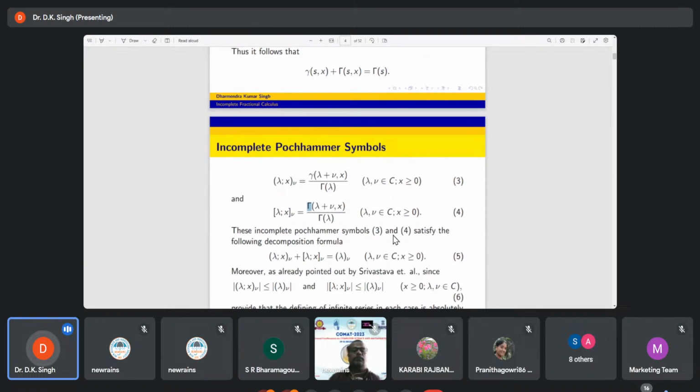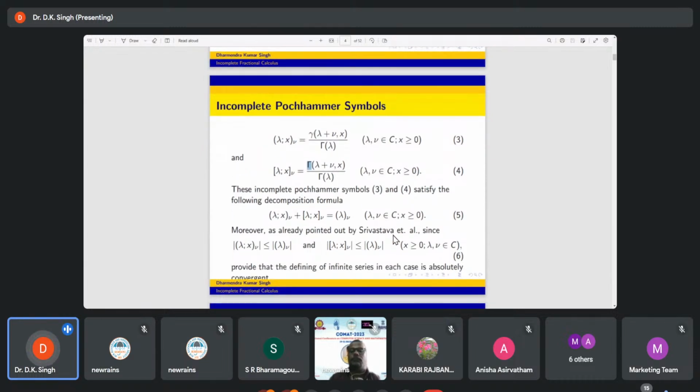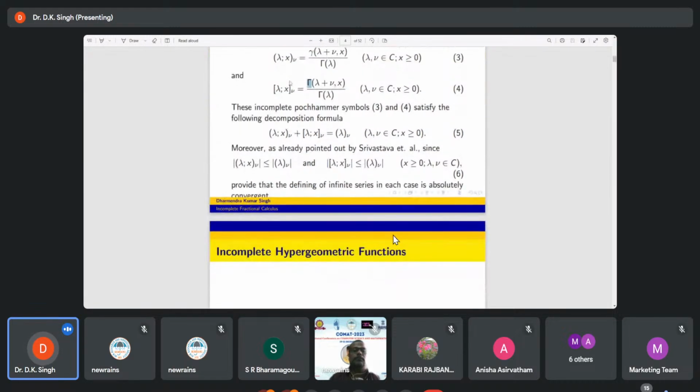So if you write these incomplete Pochhammer symbols in this form and add these two, you will arrive at the Pochhammer symbol form. These are the conditions: lambda, mu belong to C and x should be greater than or equal to 0. This is also given as the convergence condition, that is, the modulus of lambda, x, mu should be less than the Pochhammer symbol mu. This will provide that the defining infinite series is absolutely convergent.